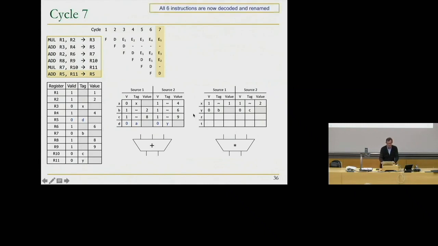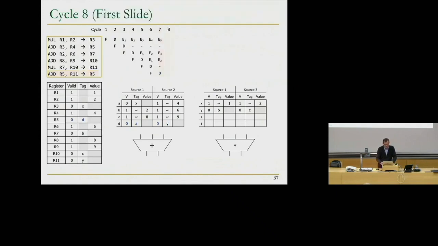Okay, at this point, all 6 instructions are now decoded and renamed. If you actually look at this picture, you should be able to reconstruct the data flow graph. Actually, in this case, you should be able to reconstruct the program. If I don't give you this program, for example, over here, and I give you just this, you can give me the program. Okay, we'll see that. Okay, we discussed what happened to R5.